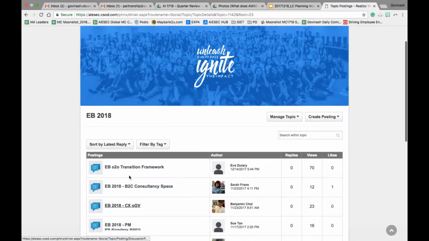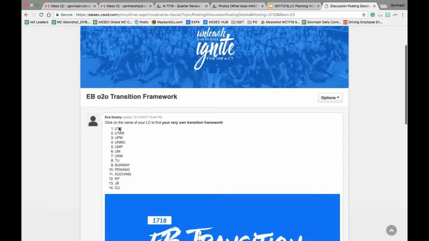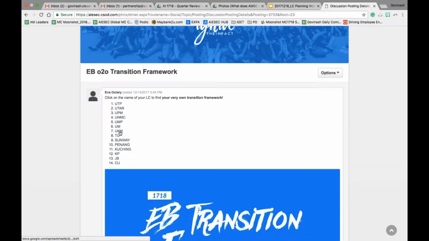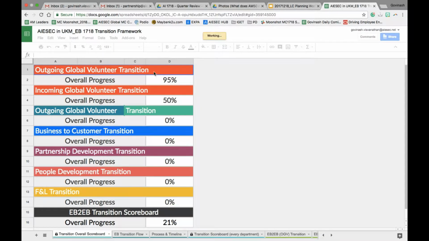And then you will see EB one-to-one transition framework. So you click it. When you click it, you will see there are separate individual LCs over here. So pretty much you just click to your own LC. So Audrey, since you requested UKM, when you click UKM, and then ta-da, you'll be in the UKM EB 1718 transition framework. So as you can see, there are all these progress check bars.